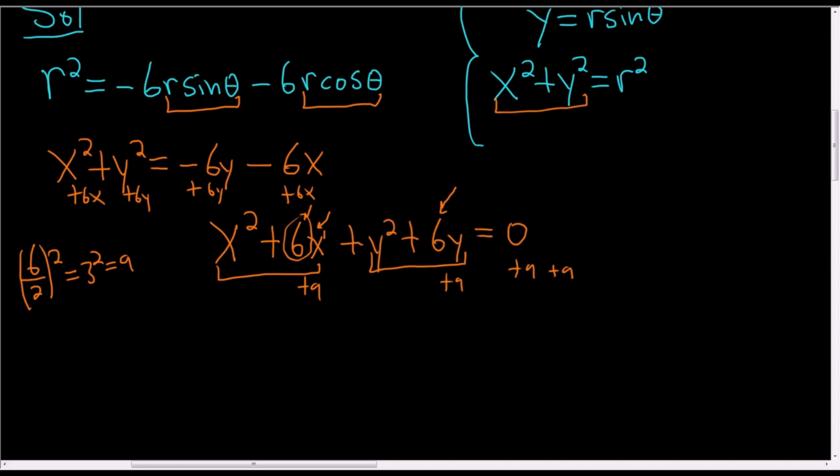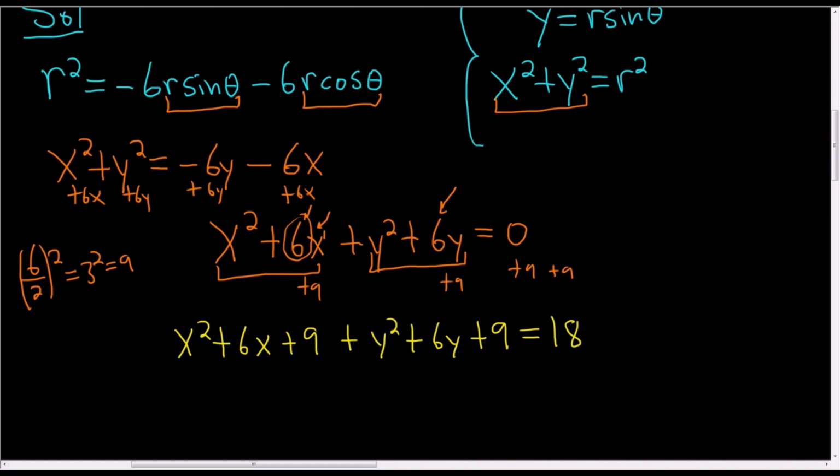So let's rewrite what we have. This is x squared plus 6x plus 9. And then here we get plus y squared plus 6y plus 9. And on the right-hand side, 9 plus 9 is 18. Now we're in a good place. This will factor every single time as follows.